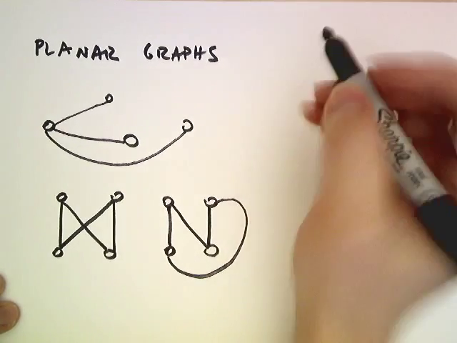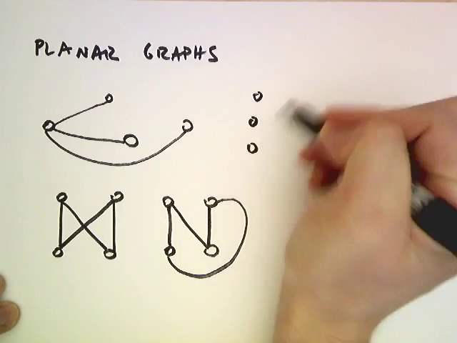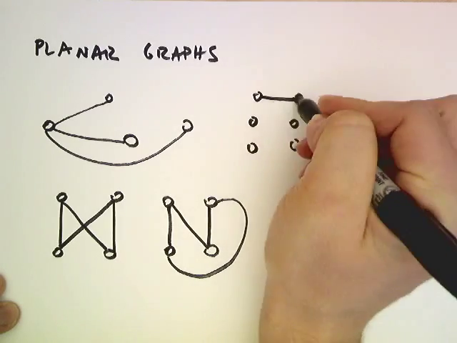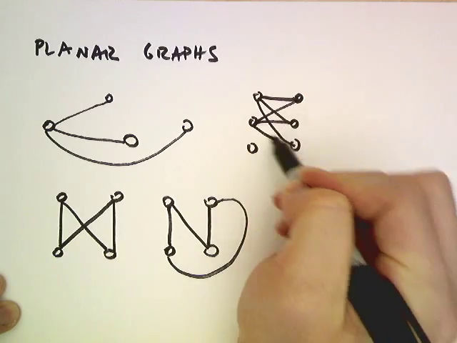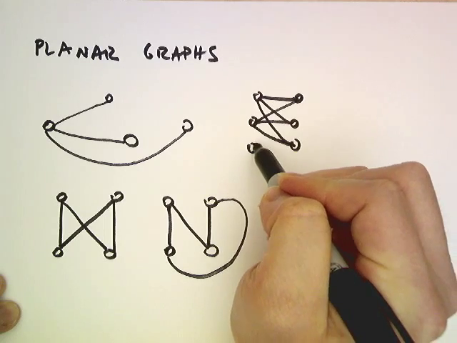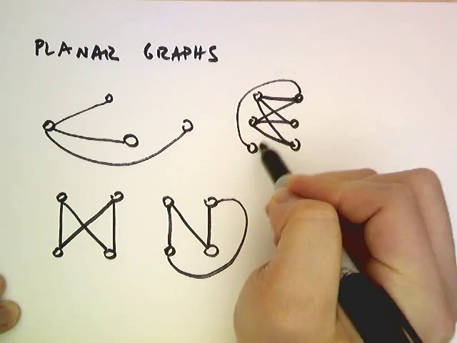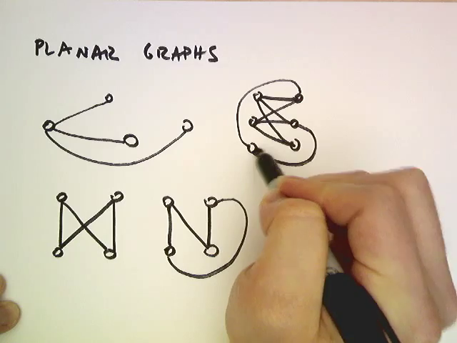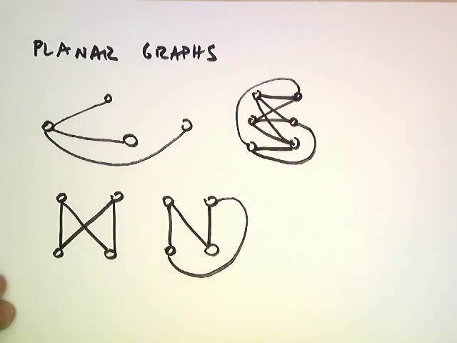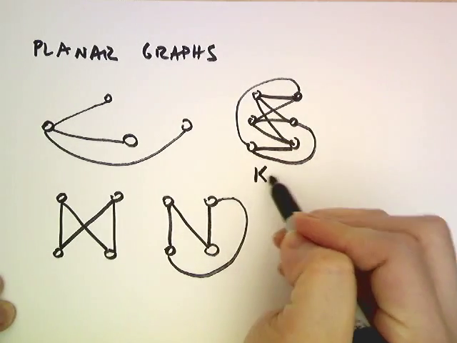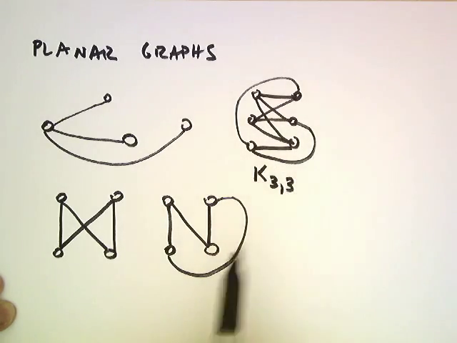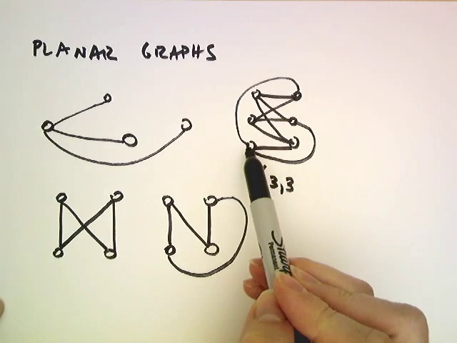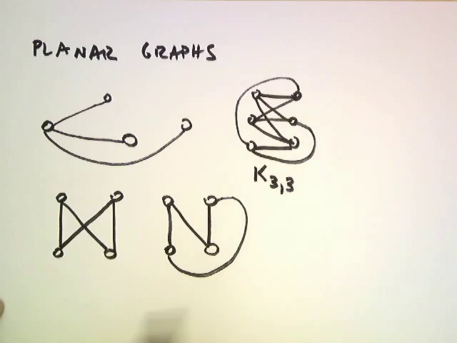Now it turns out that this bipartite graph, where we connect every vertex on the left to every vertex on the right, is not planar. This graph is called K33. So there are 3 vertices on the left, 3 vertices on the right. It's bipartite, and each vertex on the left is connected to every vertex on the right.